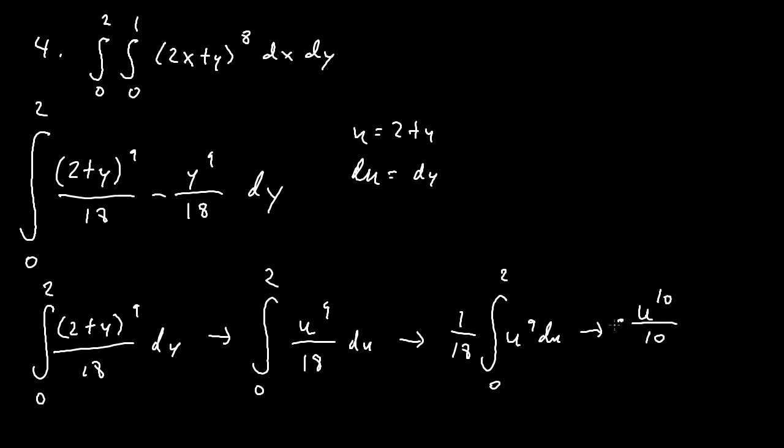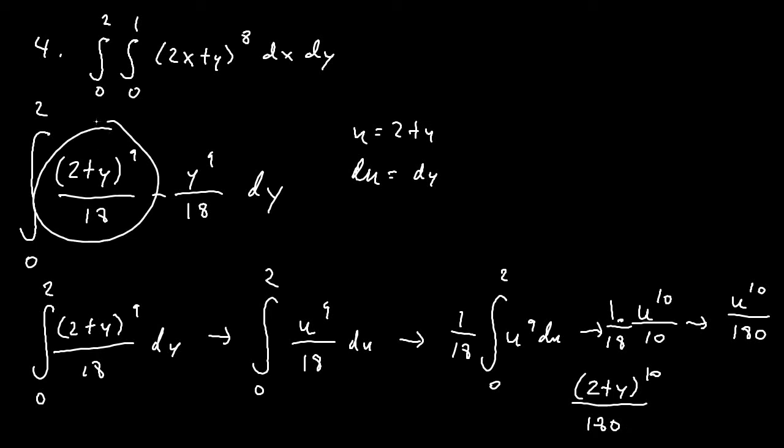Then we can multiply that by 1 over 18. So then we'll get u to the 10th over 180. Now u originally we said was equal to 2 plus y. So we get 2 plus y to the 10th over 180. So that is going to be the integral of just this portion.